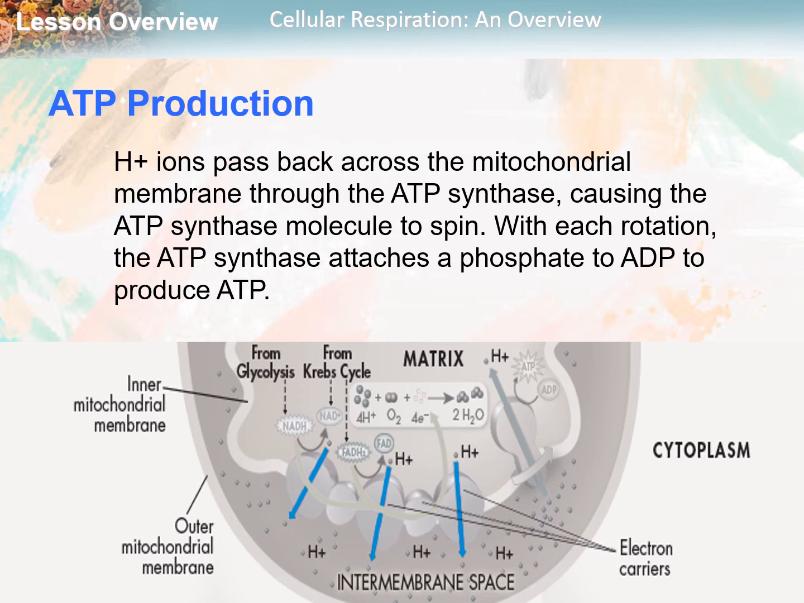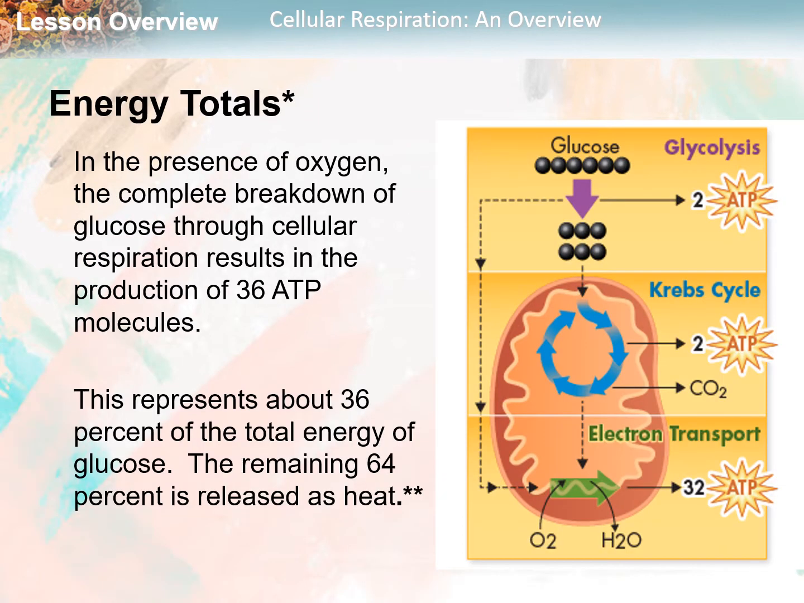This is also true during the photosynthesis process, if you still remember in your grade 9 lesson. So with each rotation, the ATP synthase attaches a phosphate to ADP to produce ATP. So that's it for the whole process of cellular respiration. Now let's move on to how much energy cellular respiration generates.